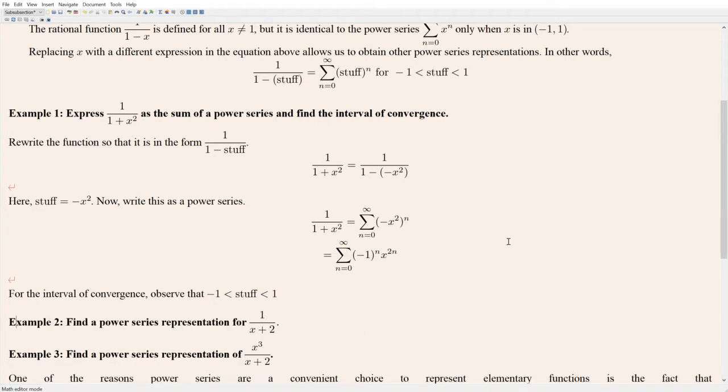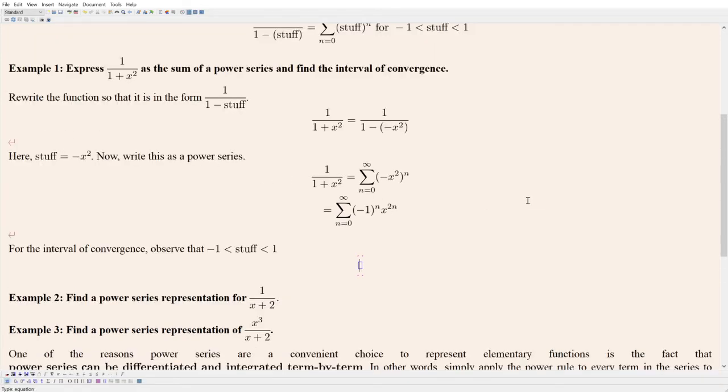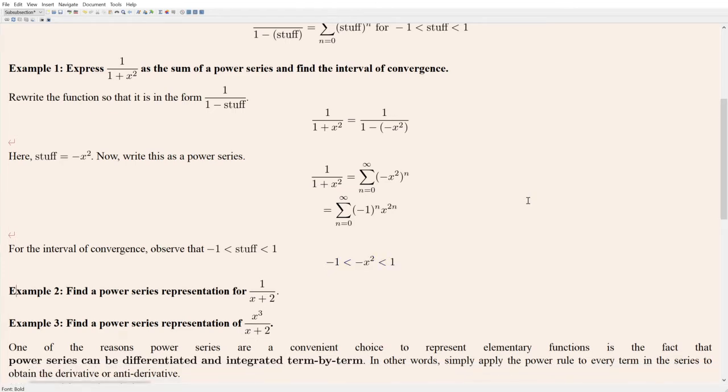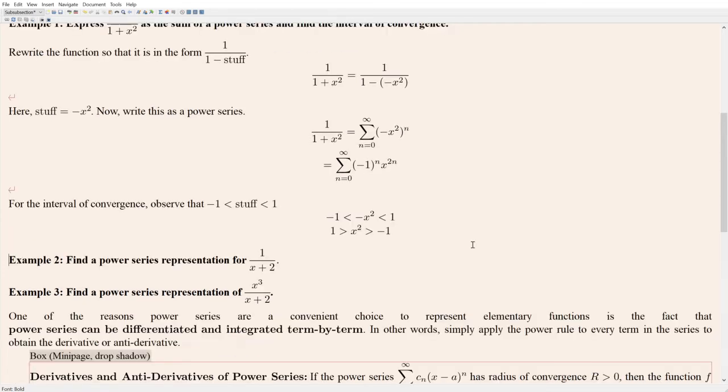So, in this case, stuff was equal to negative x squared. So we require -1 to be less than negative x squared to be less than 1. Let's multiply all three sides by -1. That's going to flip the inequalities around. So 1 is greater than x squared is greater than -1. So think about it. For what values of x is x squared going to be between -1 and 1?